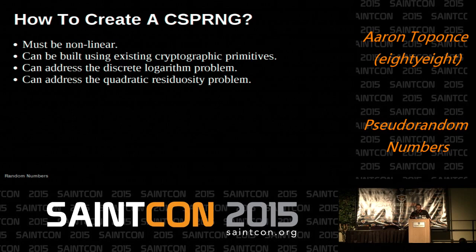The quadratic residuosity problem is just a fancy way of saying it's hard to factor numbers. If I take two prime numbers and multiply them together, I get a composite. If that composite is small, then it's not very difficult for my computer to discover those prime factors. But if that number is large, then it becomes impractical. I don't have enough computing power and enough time to discover what those prime factors are. So if you can guarantee these two computing results, the discrete logarithm problem or the quadratic residuosity problem, you'll have a cryptographically secure generator.